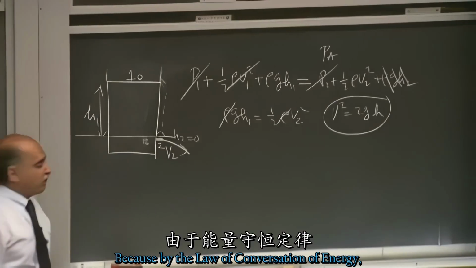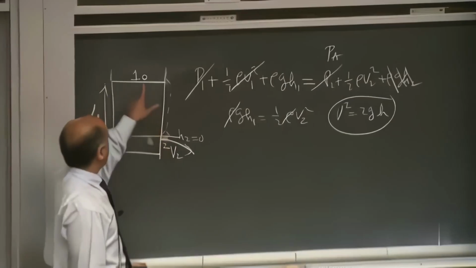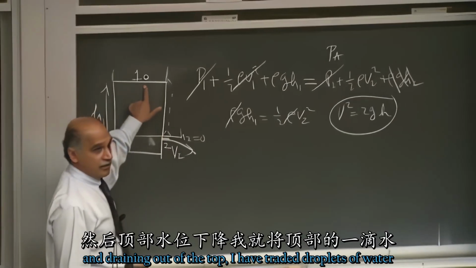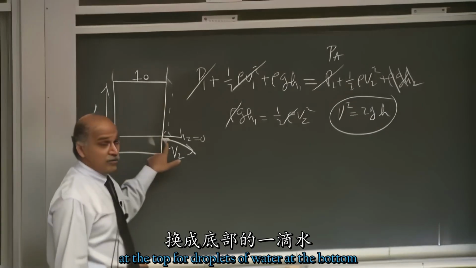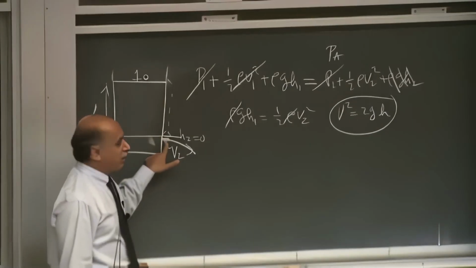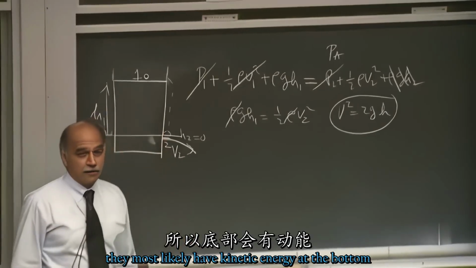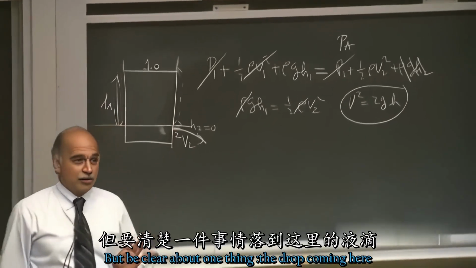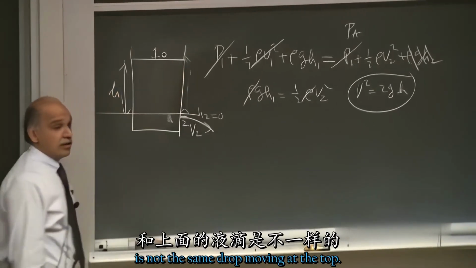Because by the law of conservation of energy, the minute the fluid starts coming out of here and draining out of the top, I have traded droplets of water at the top for droplets of water at the bottom. And therefore, since they had potential energy at the top, they must have kinetic energy at the bottom. But be clear about one thing. The drop coming here is not the same drop moving at the top.